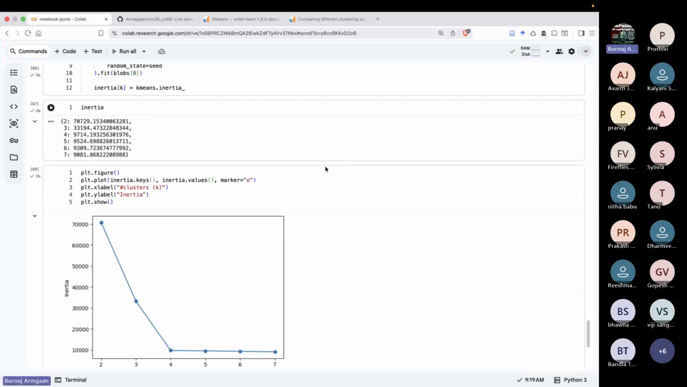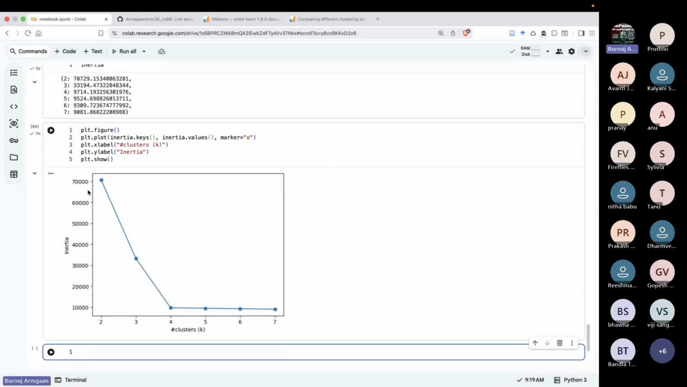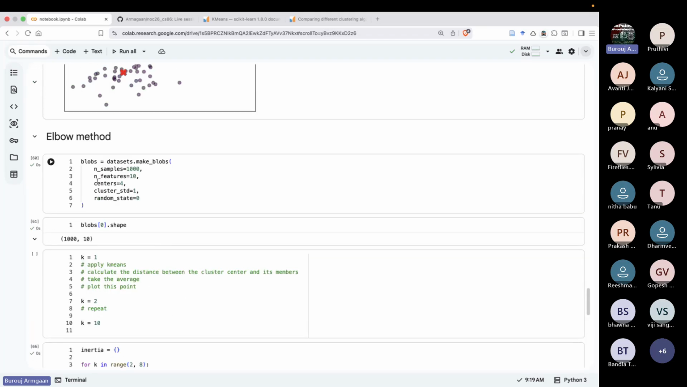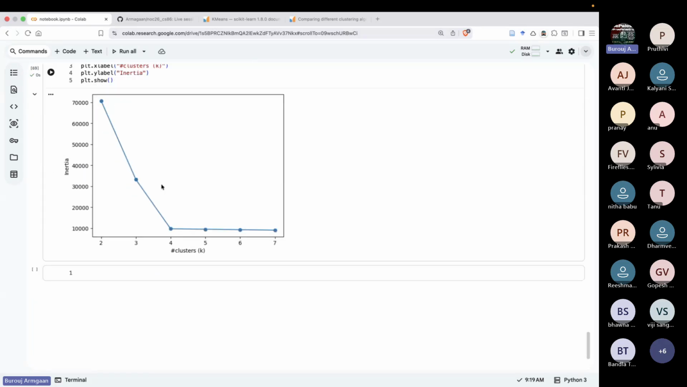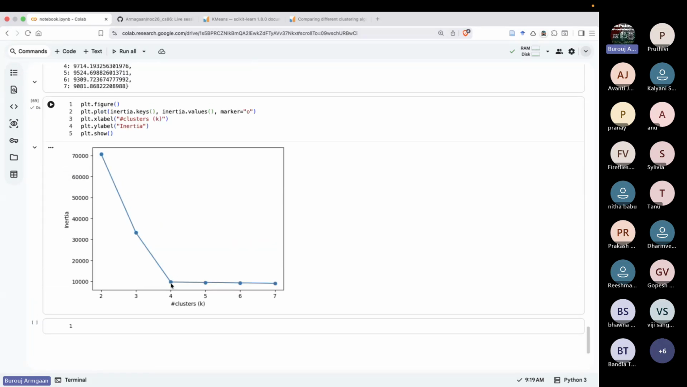So do you see that? Do you notice that this looks like an elbow? This is essentially your bicep, and this is your forearm. And this point, 4, is your elbow point. And you would notice that this is what we initialized it with, C equal to 4. So in an elbow method, when you get this plot, this elbow is essentially your best possible guess that this is the number of clusters that my data has.